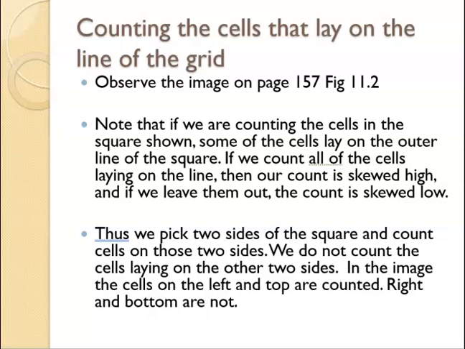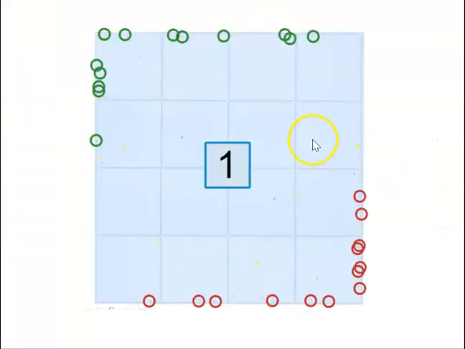This is an example of one of the large squares. Let's say this is a white blood cell square that we're counting. Imagine these are all cells that are laying on the outside grid line of the square. Again, we do not want to count all these because that's going to skew our number high. If you counted all of them, you would be counting cells that are laying on lines on all four sides, and that would skew our number too high. But we don't want to not count them because that's going to skew our number too low.